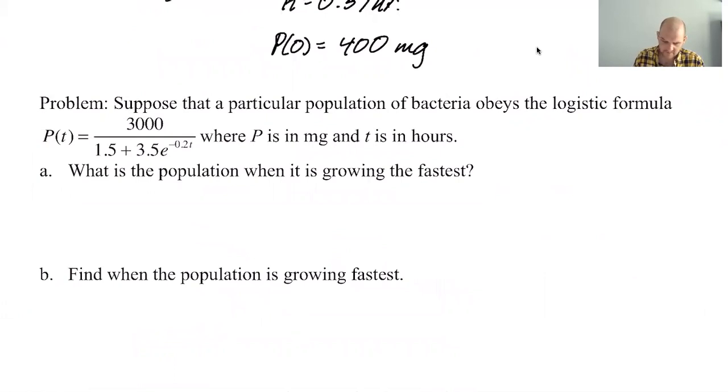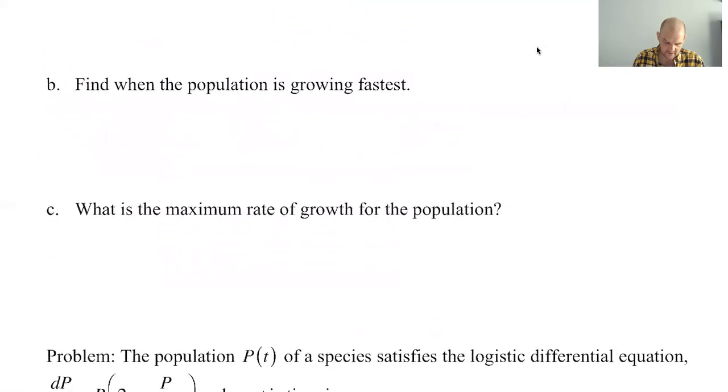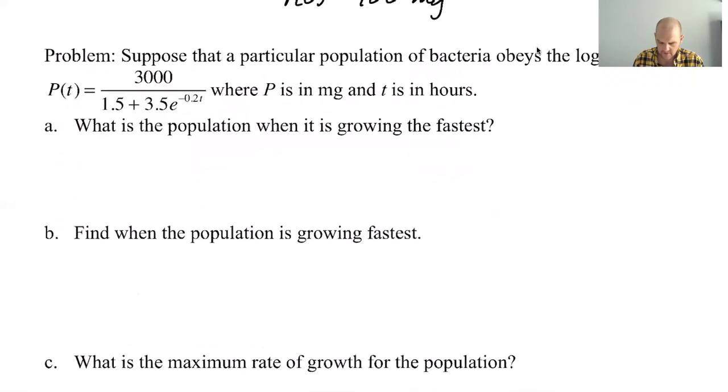We got this. Suppose a particular population. It's like I forgot how to read there. I thought I was going to say particle because that's a really common calculus word, like a particle moves according to bacteria. What's happening? Particle population of bacteria obeys the logistic formula. It's always when. Why's it got to be when?